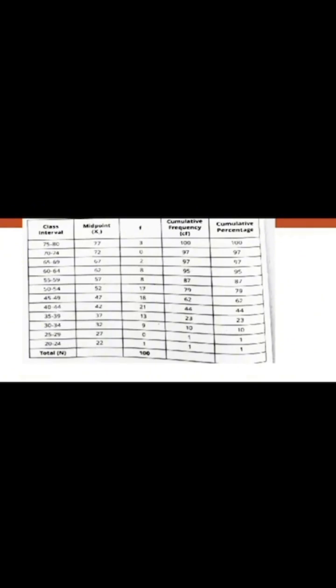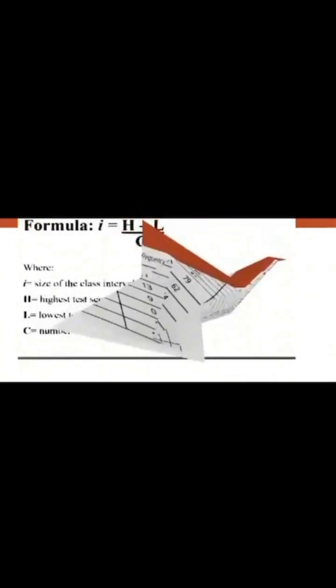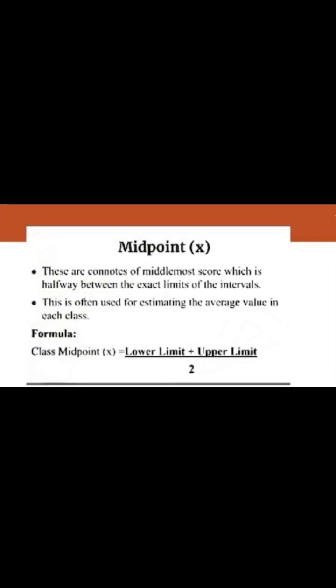So how do we get 5? By solving the formula I equals H minus L over C, where I is the size of the class interval, H is the highest test score, L is the lowest test score, and C is the number of classes. For example, 79 minus 21 equals 58, and then 58 divided by 12 equals 4.8, or rounded up to 5. Now we're done with the class interval, and let's move on to the midpoint, or X.